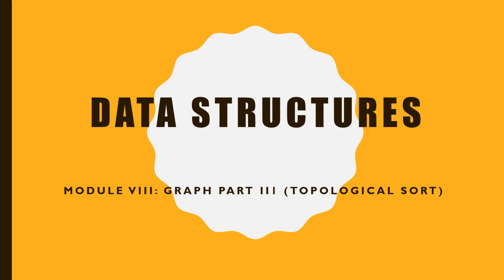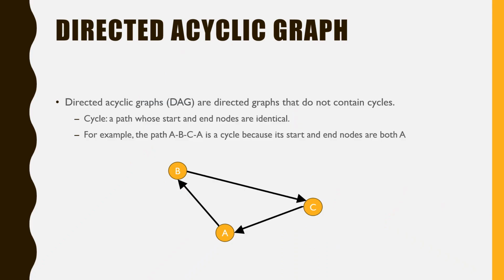This is part 3 of Module 8, the graph data structure. In this video, we will discuss the topological sort algorithm for directed acyclic graphs. As the name suggests, a directed acyclic graph, also known as DAG, is a directed graph that does not contain any cycles.